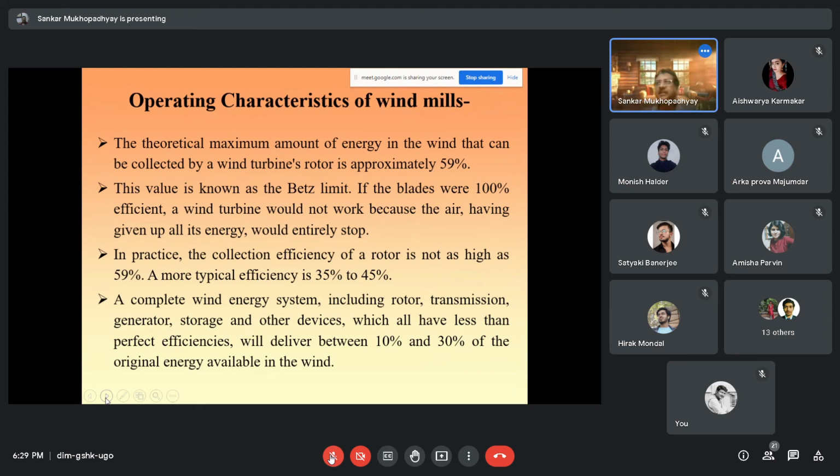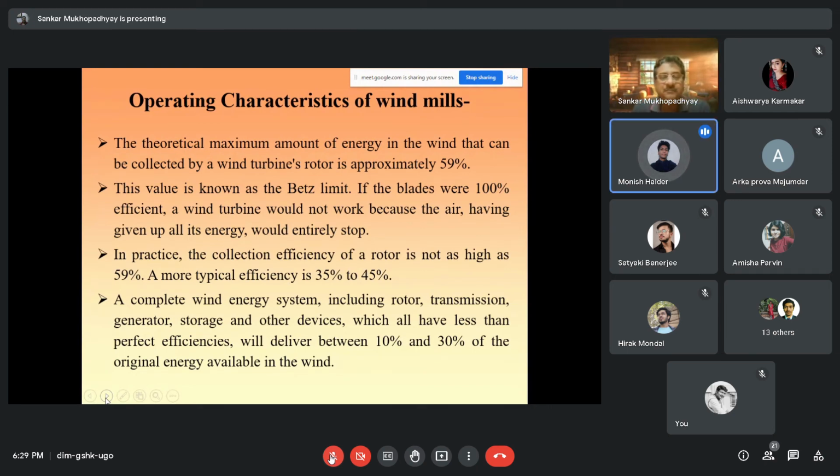এটাই বোঝাতে চাইছি যে পুরো জিনিসটা যদি ওই উইন্ডের ওটা যদি অত এফিসিয়েন্ট হতো তাহলে পুরো এনার্জিটাই ও অ্যাবজর্ব করে নিত, তাহলে কিন্তু উইন্ড টারবাইন দিয়ে আর কিছু হতো না, বিকজ প্রেসার ডিফারেন্স আর ক্রিয়েট করতে পারতো না। In practice, the collection efficiency of a rotor is not as high as 59%. A more typical efficiency is 35 to 45%. Tell me, what is your question?